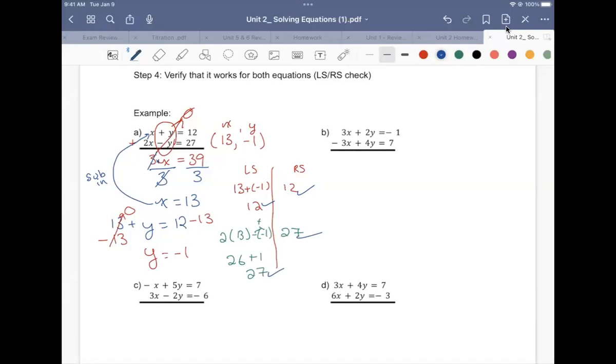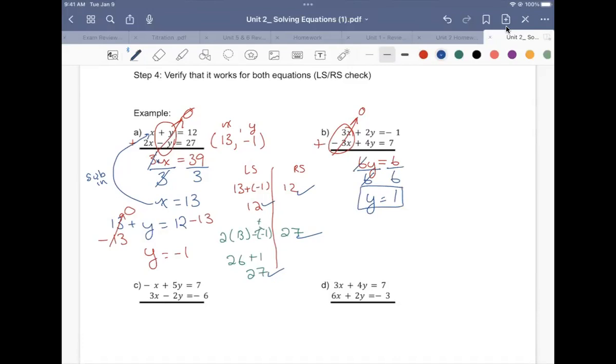You can just do these on your calculator as well, unless the question specifically tells you to show your left side, right side check. Now, if we move on to example 2, I have positive 3x and negative 3x. Right off the bat, I can see that's the one I want to eliminate. So that's going to go to 0, which means I'm going to add these together. 2y plus 4y gives me 6y. Negative 1 plus 7 gives me 6. I want to get y on its own, so I'm going to divide both sides by 6, and that will give me y is equal to 1.